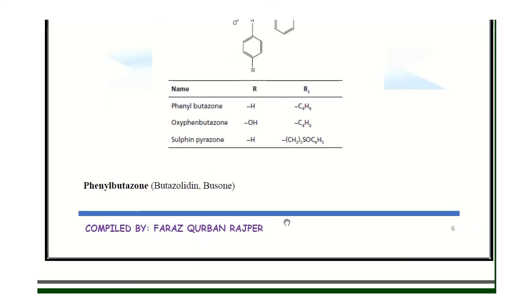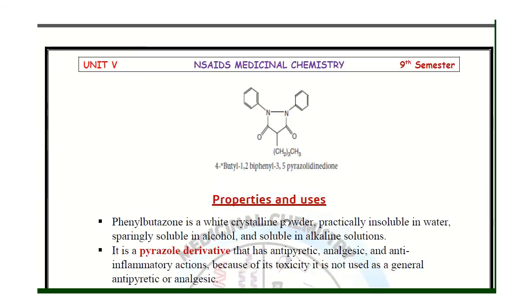Next drug is phenylbutazone. Its trade names are Pyrazolidine and Butazolidin. This is the chemical structure of phenylbutazone. You may observe the pyrazolidine ring with ketones at the 3rd and 5th positions, and this is the n-butyl side chain present at the 4th position. Its IUPAC name is 4-n-butyl-1,2-diphenyl-3,5-pyrazolidinedione.